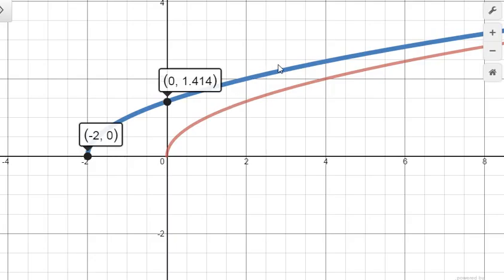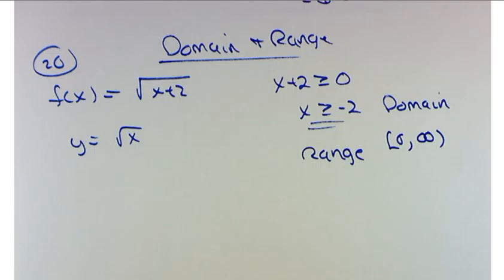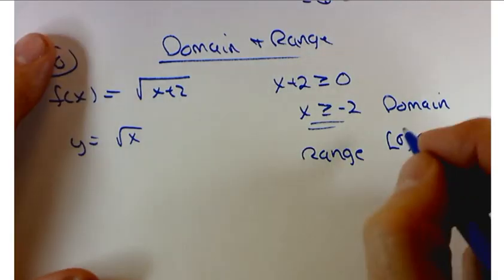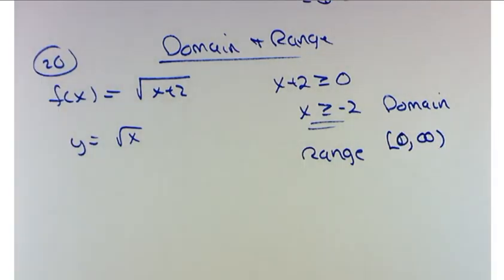Is 0 going to get a bracket or parenthesis? Bracket. Infinity and negative infinity always get parentheses. If you accidentally make a mistake on that, I'll probably be forgiving. But infinity and negative infinity do get parentheses.